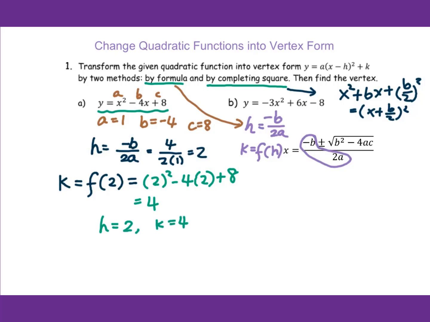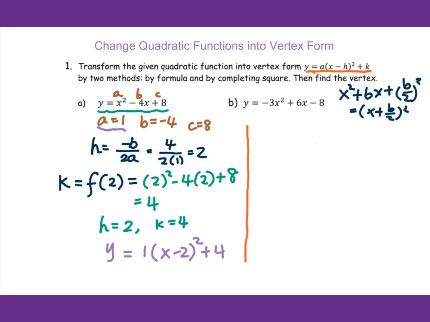Then I plug into this formula. A is given, a equals 1. Therefore, I got y equals 1 times (x minus 2) squared plus 4.